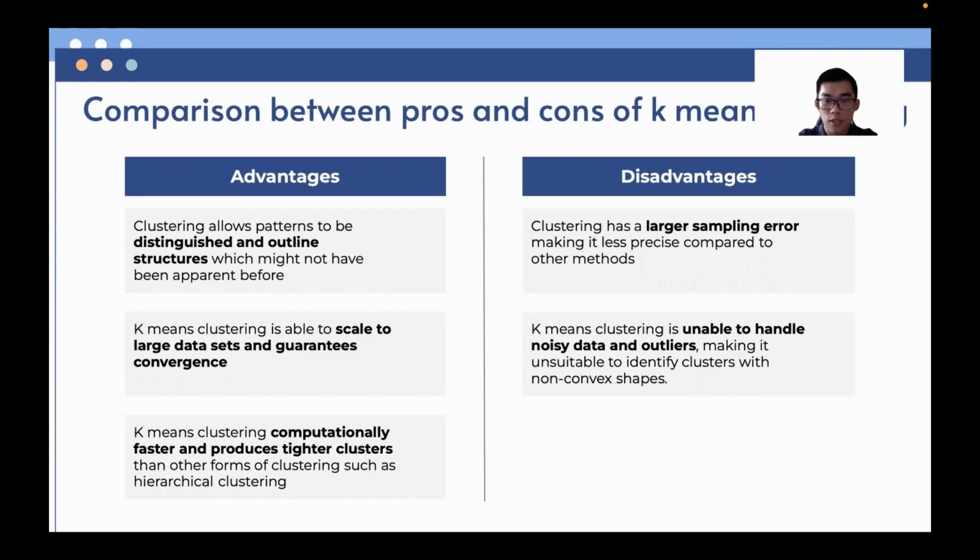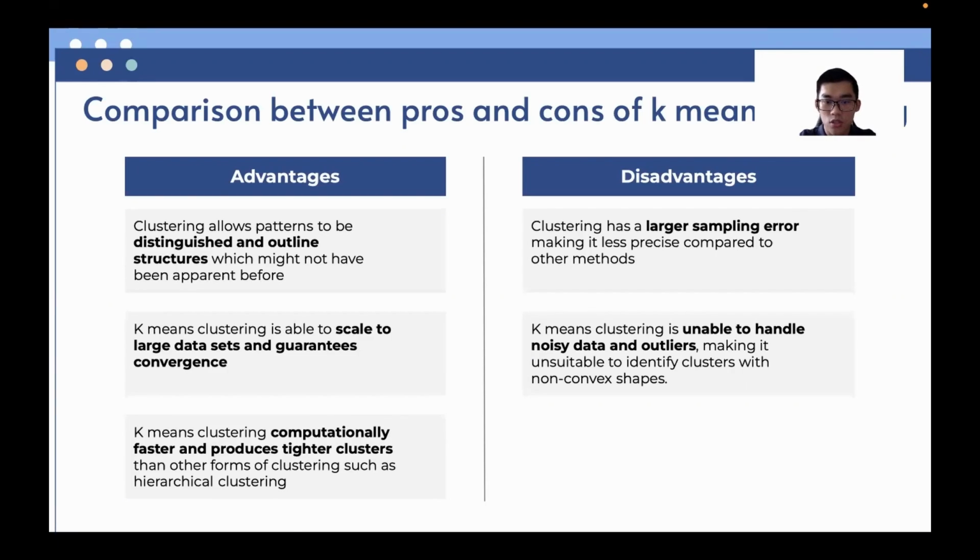This implies that the company can invest in a smaller medical warehouse for the north with lesser medical supplies. Finally, we will be examining some of the pros and cons of using k-means clustering as an AI for pharma logistics. For the advantages, firstly, clustering allows patterns to be distinguished and outline structure which might not have been apparent before. Next, k-means clustering is able to scale to large data sets and guarantees convergence. Lastly, k-means clustering is computationally faster and produces tighter clusters than other forms of clustering.